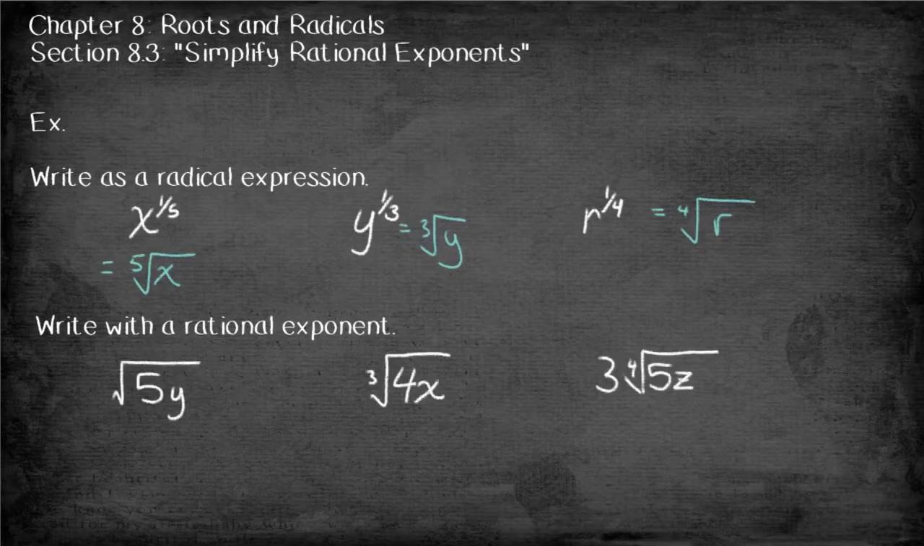We want to go the other direction. The index of a square root is 2. So 5y under the square root is equal to 5y raised to the 1/2 power. Similarly, for the second guy, we would have 4x raised to the 1/3 power. And for this third expression, I have 3 times 5z raised to the 1/4 power. And we want to be careful, we're not raising this 3 to the 1/4 power because it's outside of the radical.